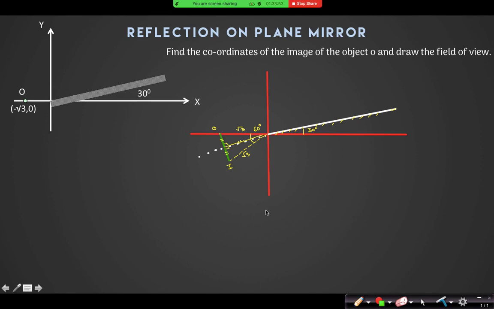So the x coordinate will be √3 cos 60 degree and the y coordinate will be √3 sin 60 degree. Right? So minus √3 cos 60 degree, comma, minus √3 sin 60 degree. That will be my answer. Cos 60 degree is half, so minus √3/2, comma, sin 60 degree is √3/2, so minus 3/2. That is the answer of this question.